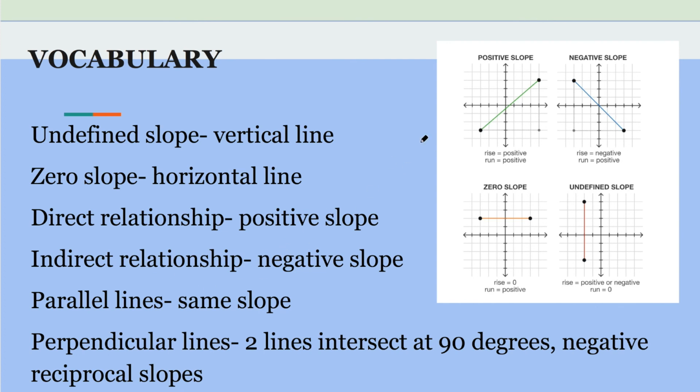An indirect relationship is a line with a negative slope. So as one is increasing, the other is decreasing, and vice versa. Parallel lines, remember, lines that never touch, they have the same slope. And perpendicular lines, 2 lines that intersect at 90 degrees, have negative reciprocal slopes.